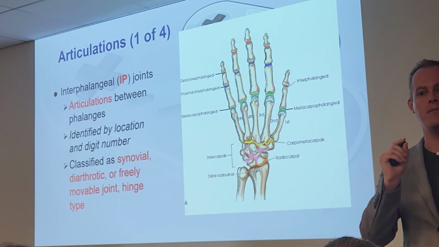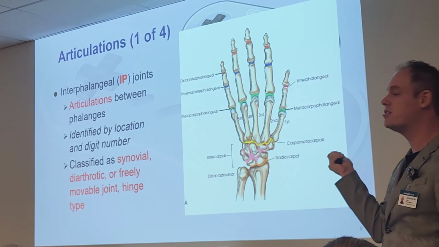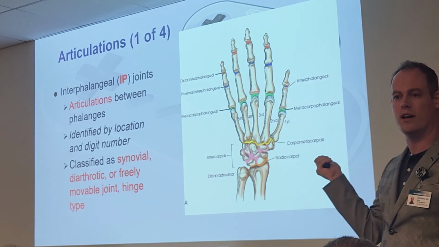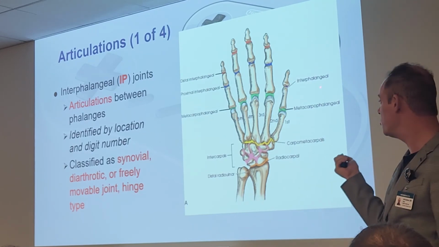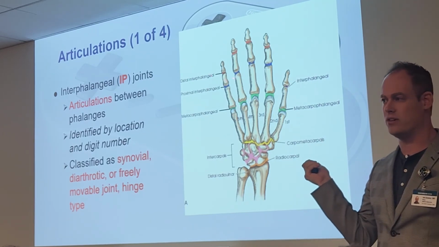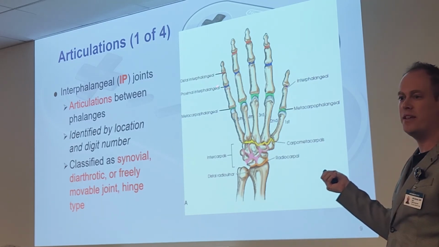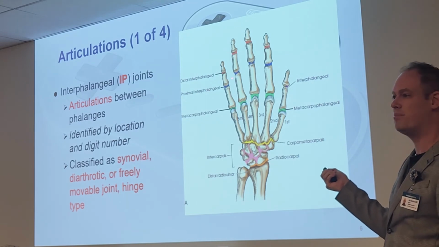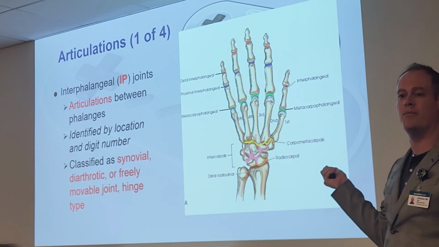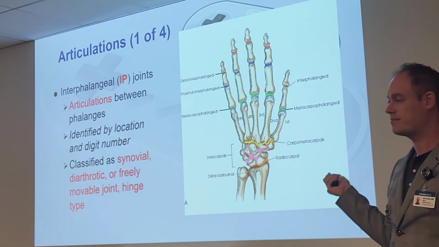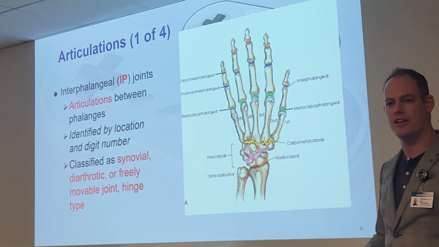When we get to the thumb, it's unique again. Remember how the thumb only had 2 phalanges? It only has an interphalangeal joint, just the one. So digits 2 through 5 have 2 interphalangeal joints. Digit 1 has only 1 interphalangeal joint. What's the short speech for these? DIP, PIP. DIP, PIP, and then the thumb has just the IP joint. So dip, pip, dip, pip, dip, pip, dip, pip, ip. There you go.